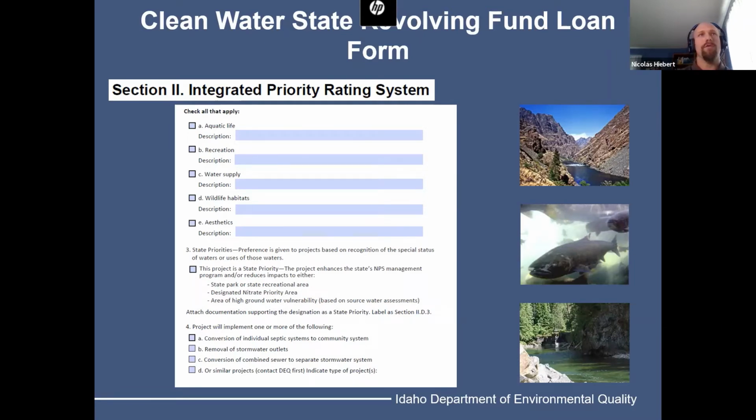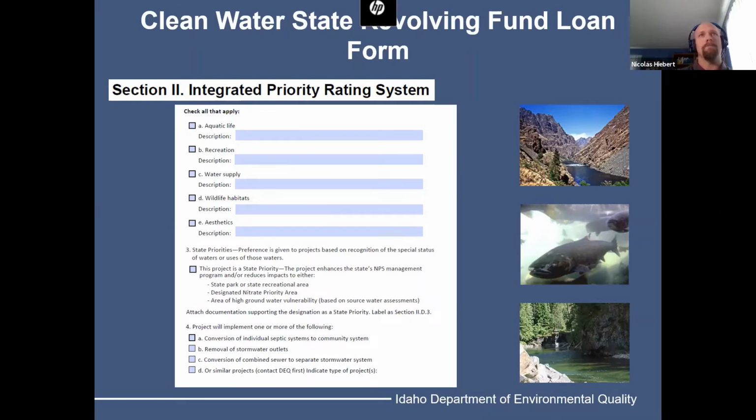Question number 3, moving on through these, is a question that really is geared towards a state priority. And this is something that we don't see very often, but it's possible that you could be designated as a priority project, under a special use or special status of waters. And again, that's something that you can go on the DEQ website and find out pretty easily.